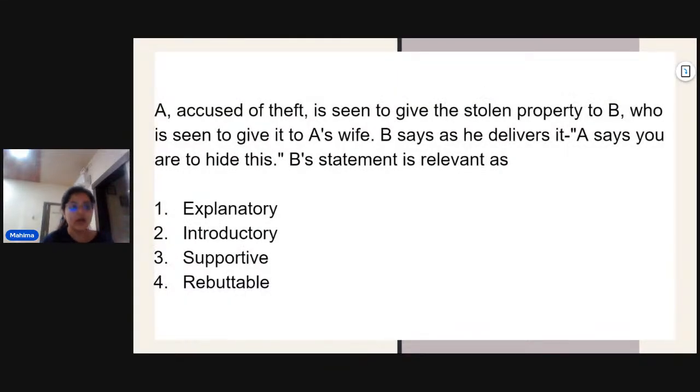A, accused of theft, is seen to give the stolen property to B, who is seen to give it to A's wife. B says as he delivers it, A says you are to hide this. Is B's statement relevant as explanatory, introductory, supportive, or rebuttal?